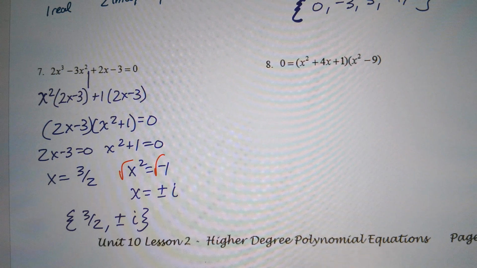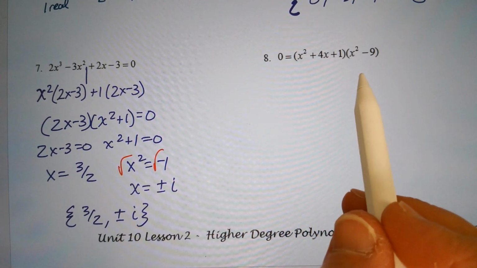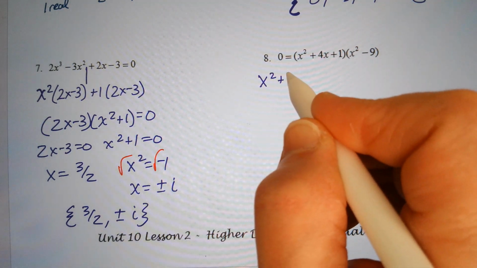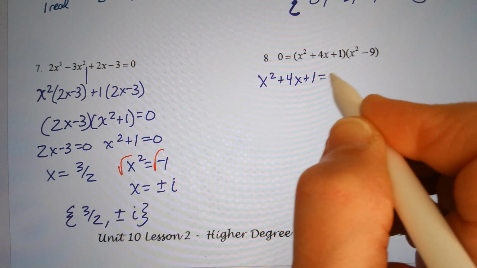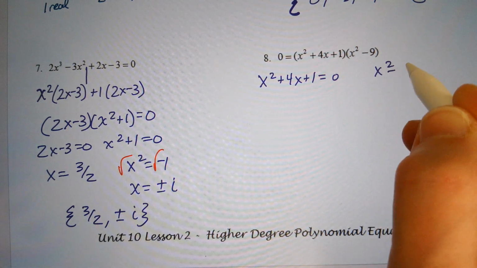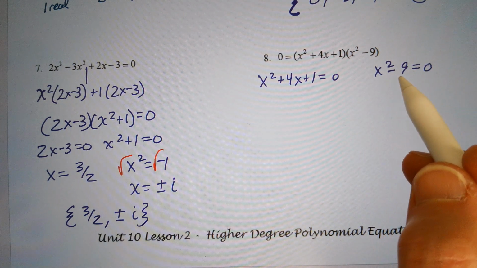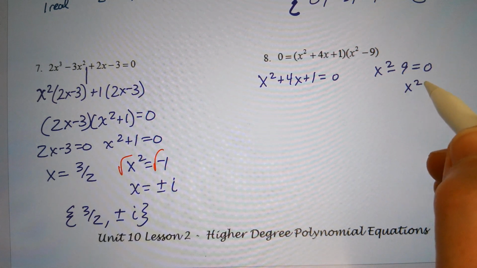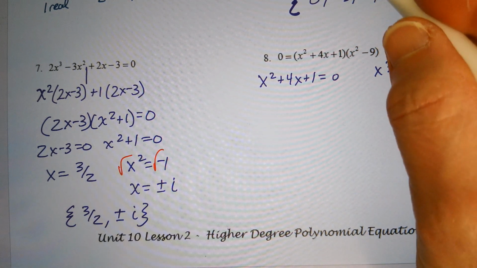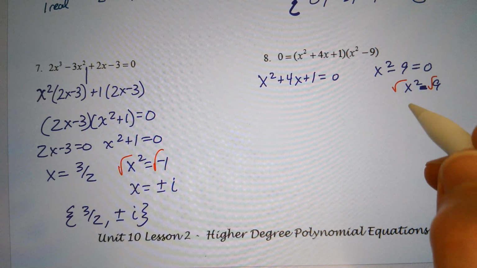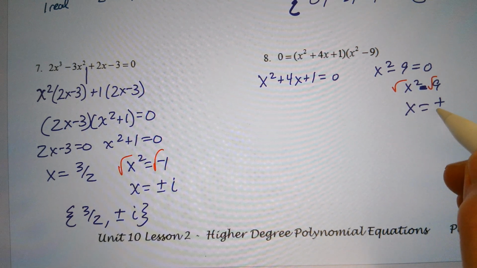And number 8, it's already factored for us, right? So we set each factor equal to 0. Alright, so this is an incomplete quadratic. We just add 9 to both sides and then take the square root. And x equals plus or minus 3.